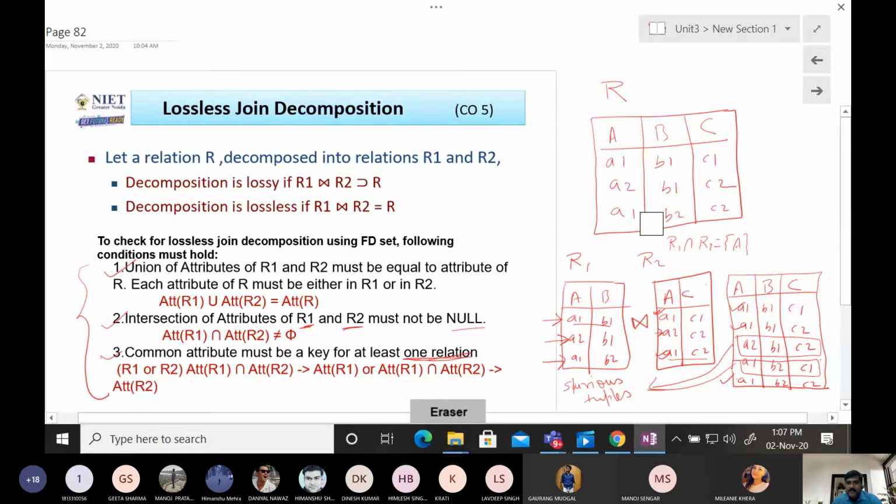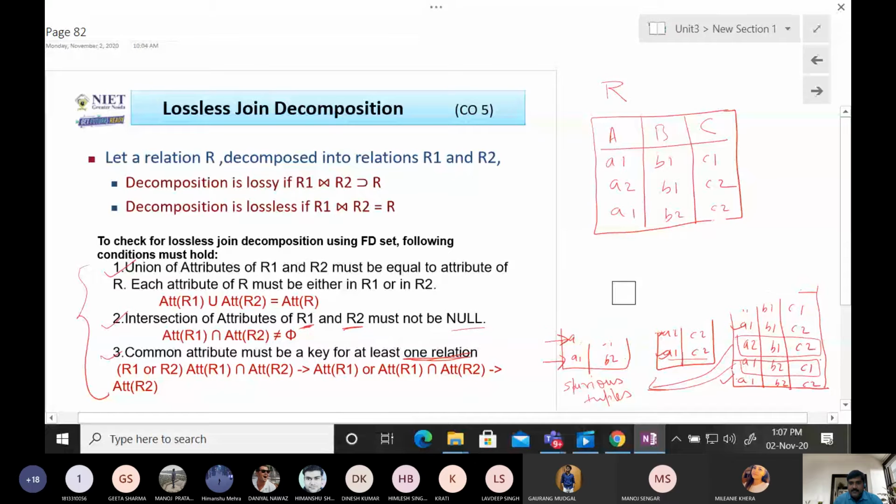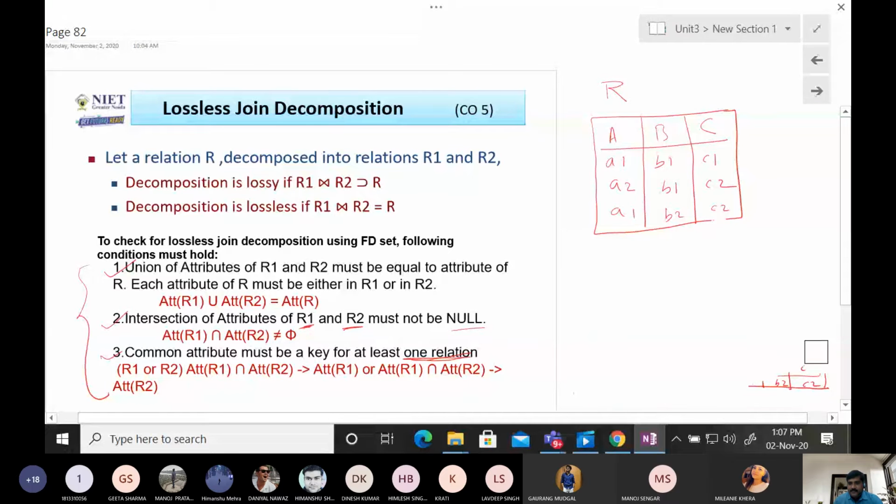Okay. Now, if we change the tuple in this table, suppose here we store A1, B1, C2. Now again we decompose this table into R1 and R2. In R1, AB, and in R2, AC.